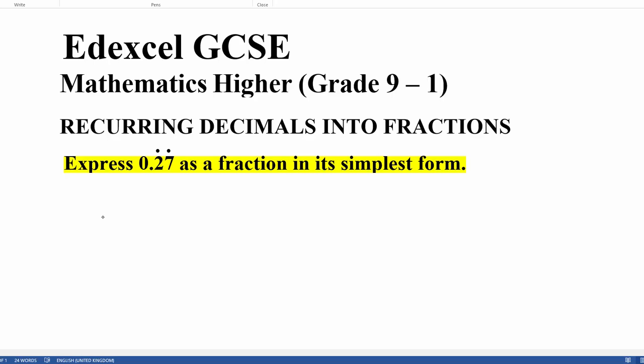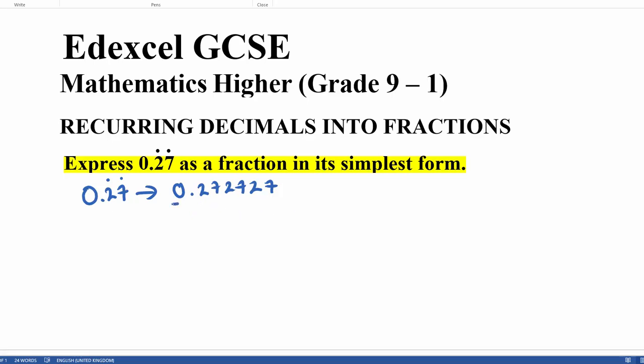Today we're looking at how to express 0.27 recurring as a fraction in its simplest form. Now you should already know that 0.27, when it has these two dots on top of a number like this, it means that these digits are going to be continuing on and repeating themselves to infinity. Okay, so we should already know that. So let's get straight in.